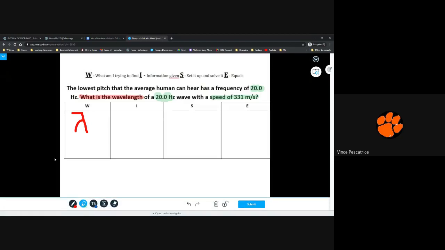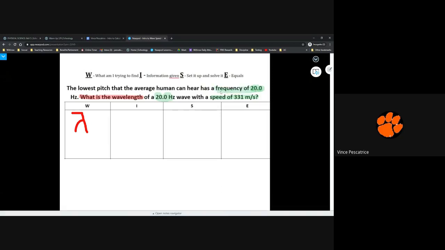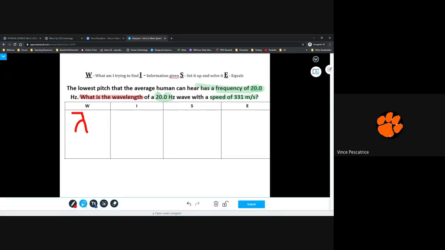What you have to be careful about in this one is that it says the frequency twice. So it says has a frequency of 20, and then it repeats that information again down there. So you only need that frequency one time, and then it also gives you the speed.